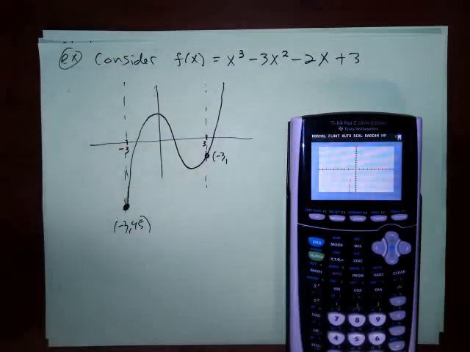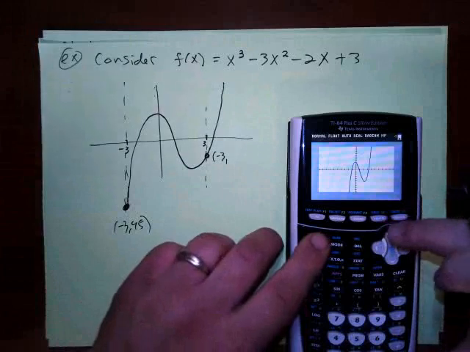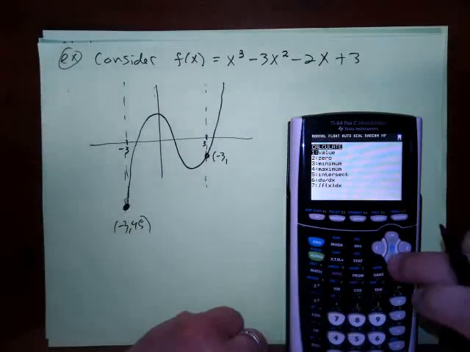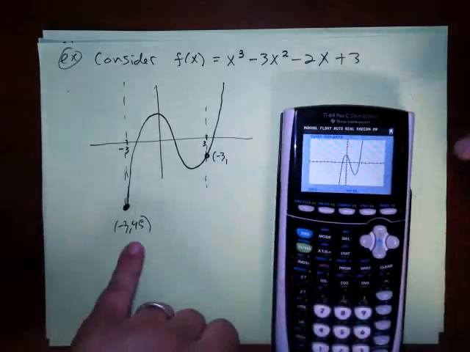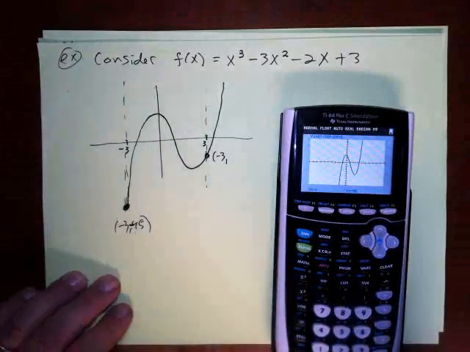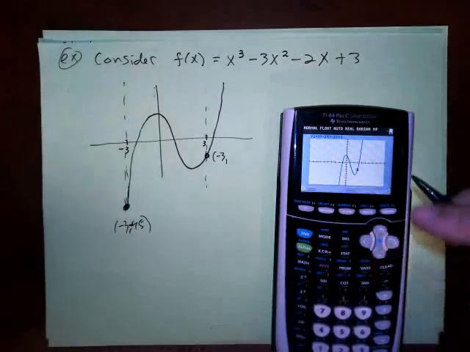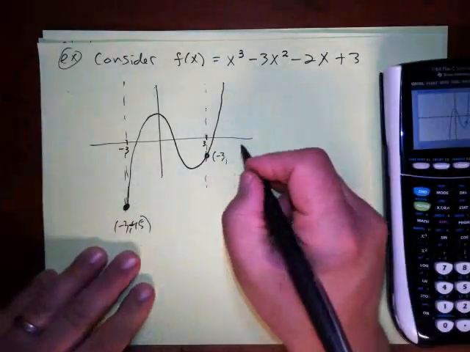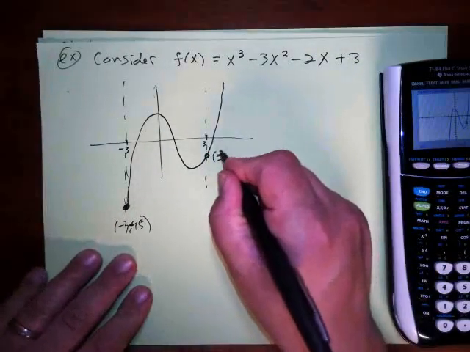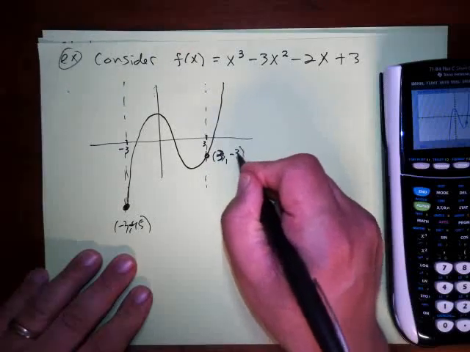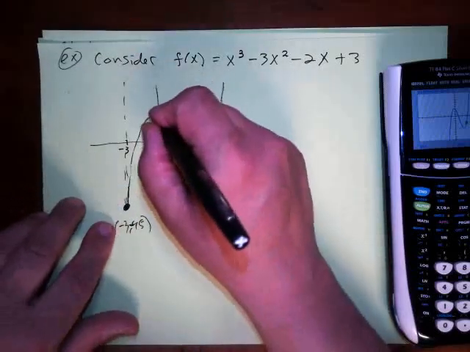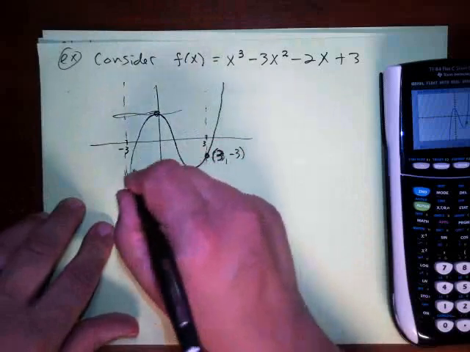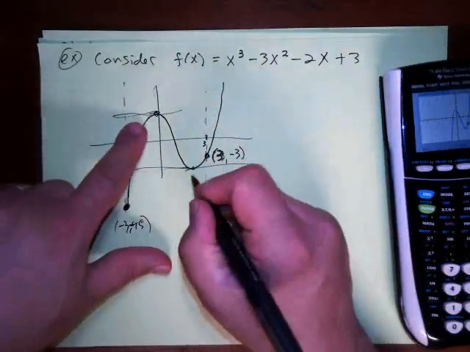So there we get the function. If I do second calc, and then 1 for value, and put in negative 3, you see I get negative 45. And then if I put in a positive 3, then I get negative 3. So this is positive 3 and negative 3. This is where the relative extrema are. We can see that from the graph. So these are critical points.